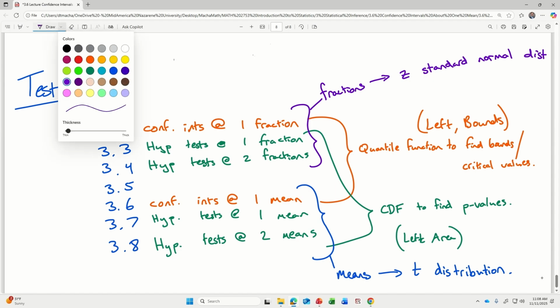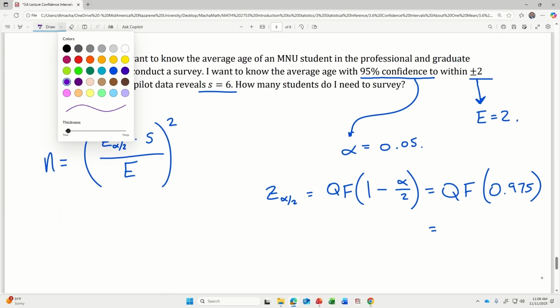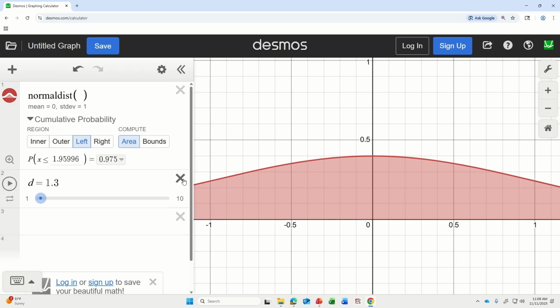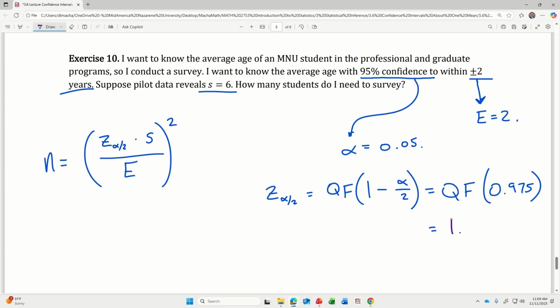Okay, all great questions. Let's finish up this example that we're doing here. We were just in the middle of using the standard normal quantile function in Desmos to get the answer for 0.975. When I plugged in 0.975, I got out the answer 1.96. So my sample size is going to be 1.96 times 6, because that's in my problem statement, divided by 2, because the margin of error is in my problem statement, and then square it.